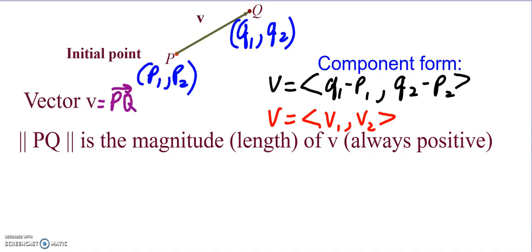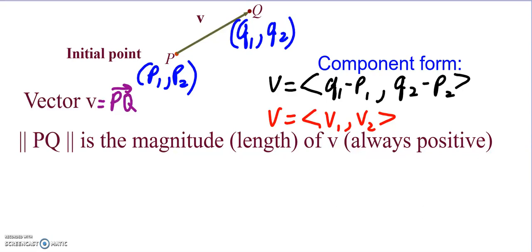So then the magnitude, what is the magnitude? As I said before, the magnitude is the length. Therefore, it's always going to be a positive value. This is the notation for magnitude. It's these double bars. It doesn't mean absolute value. It doesn't mean double absolute value. That doesn't make sense. It is just these double bars in terms of vectors. That is the symbol for magnitude.